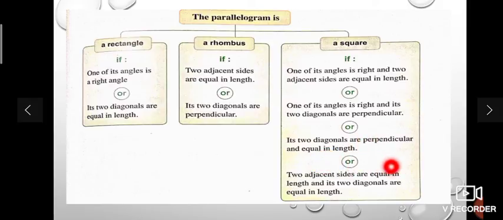Or two adjacent sides are equal in length and the two diagonals are equal in length.